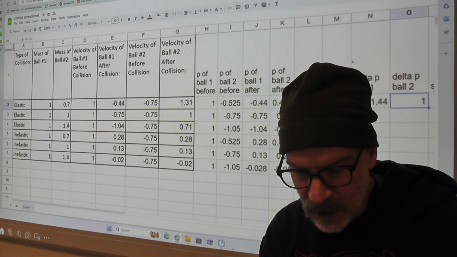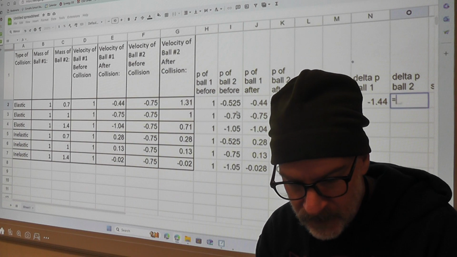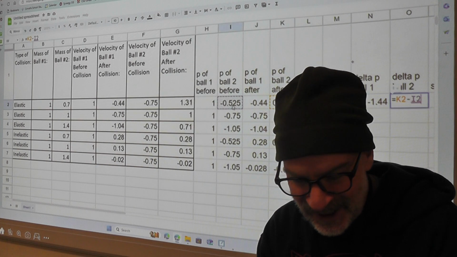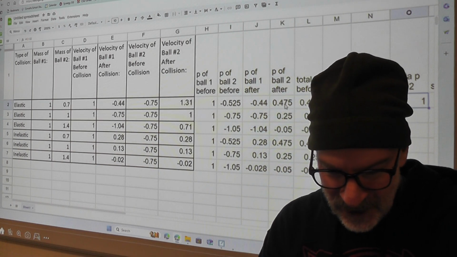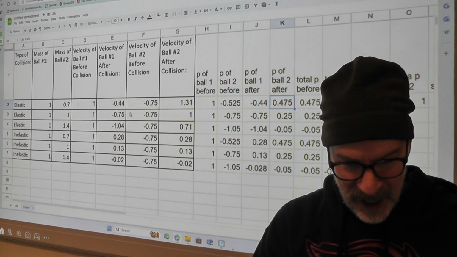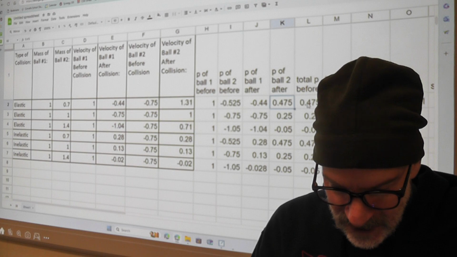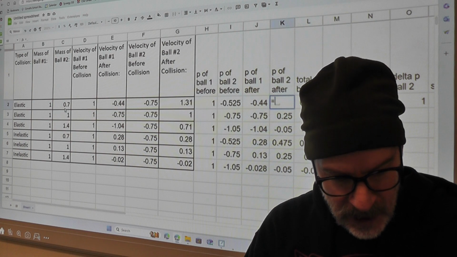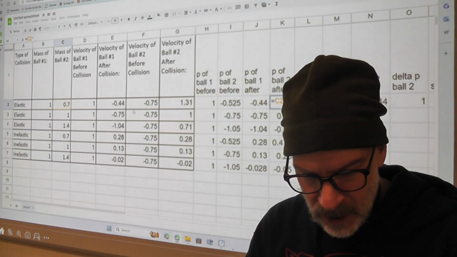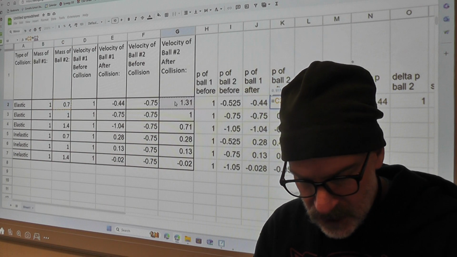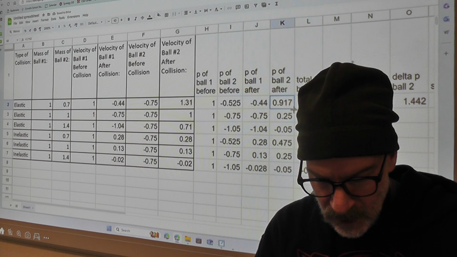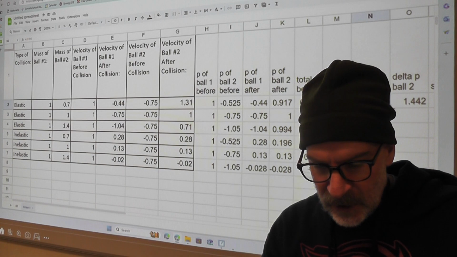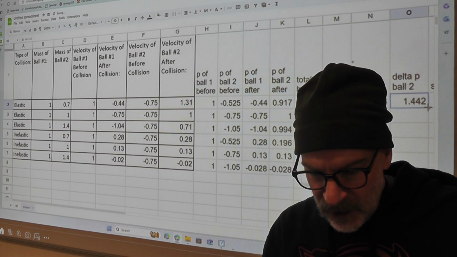let's see, ball 2 after. I didn't do that right, hang on. Equals, see this isn't, this isn't my stuff here, hang on. These numbers aren't right. I don't know exactly what happened here. I don't know if it was Sheets or somebody did something, but this isn't the momentum of ball 2 here. So let me do this again. The momentum of ball 2 is its mass times its velocity after the collision. Okay. That looks better.